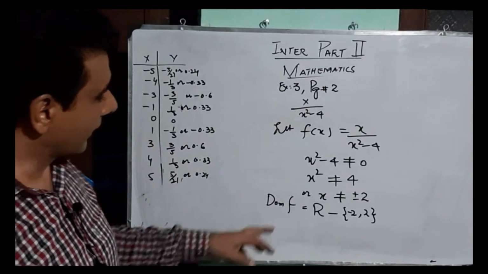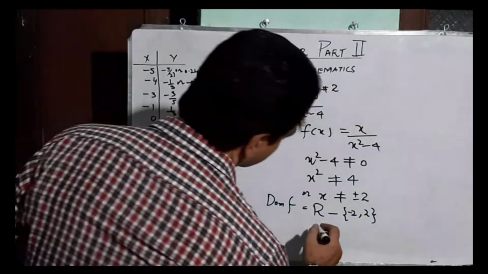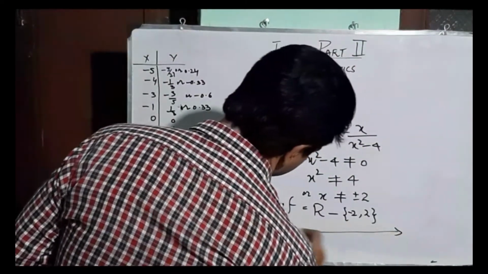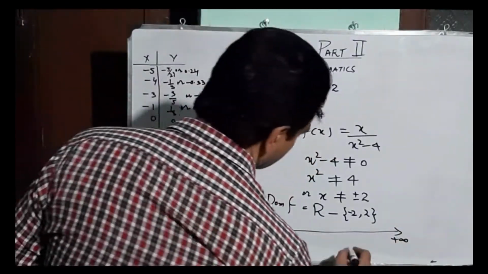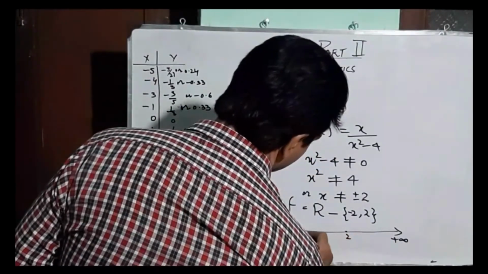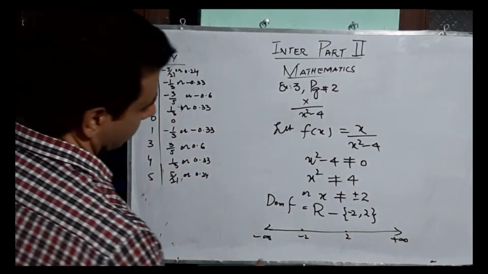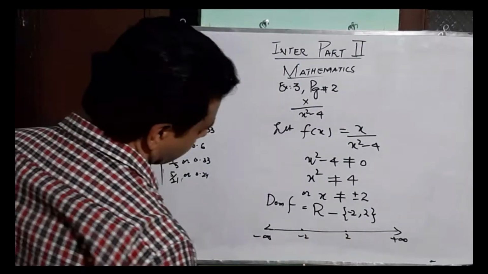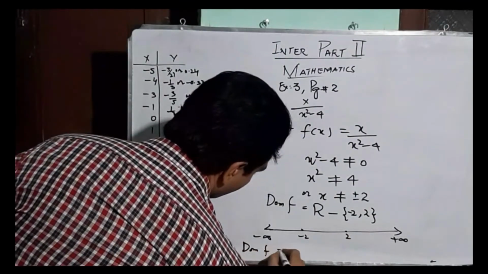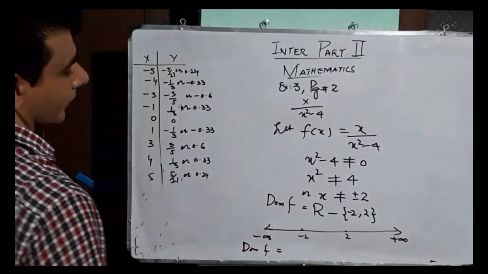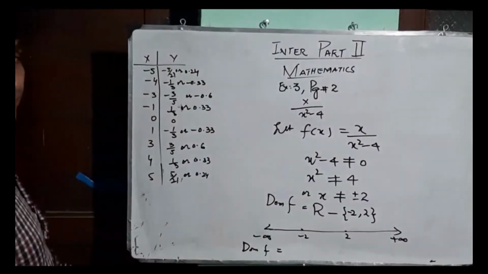We can plot it on the number line, minus infinity to plus infinity, with minus 2 and 2 excluded. Here both will not be included, so domain of f equals, and this notation is also used. Now I am writing in interval notation.